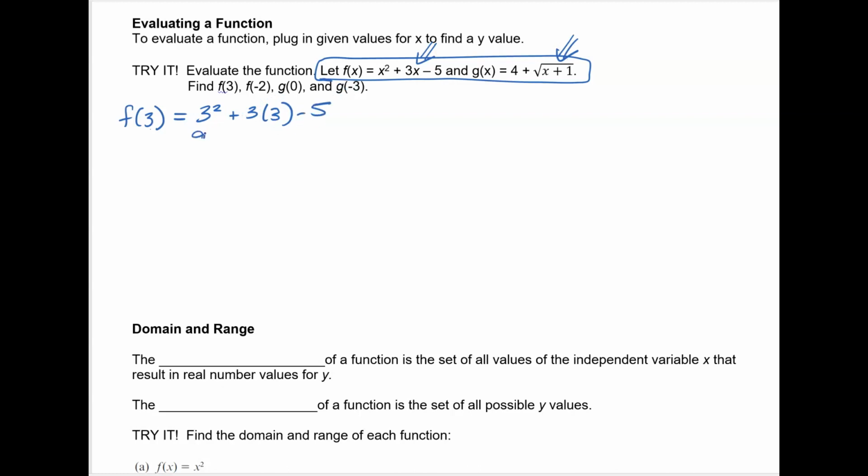So 3 squared is 9, and you're going to use your order of operations. 3 times 3 is 9 minus 5. So I get 18 plus 5, and I end up getting 13. Okay, let's do another one. So let's do f of -2.